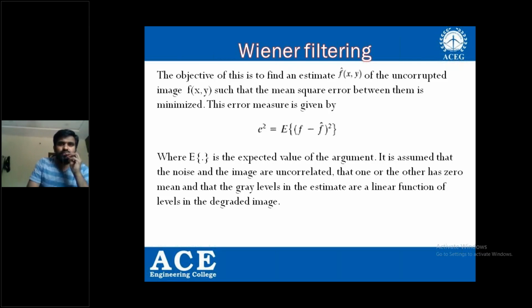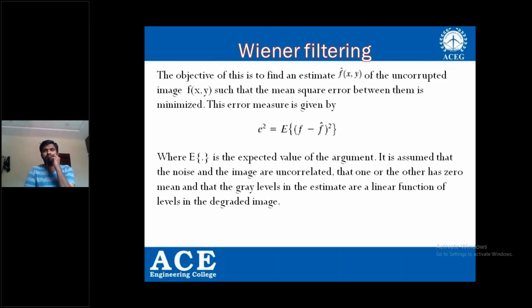So here we find the error by using the expectation of f minus f cap whole square. We all know that the mean square value of a random variable can be calculated by using the expectation, right? That is, the mean square value is calculated as E of f minus f cap whole square, and it is assumed that the noise and the image are uncorrelated. So another assumption is that the noise and image are uncorrelated. If they are correlated, that mean square error will be 0, right? Therefore, we have to assume that the image and the noise are uncorrelated.